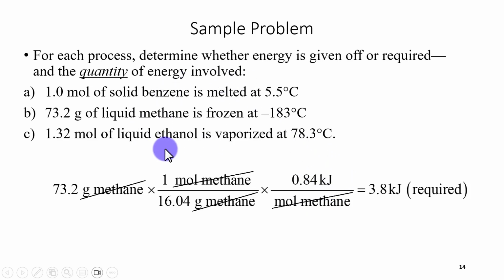Now do the same thing for the benzene and ethanol. You don't have to worry about converting, doing this step right here, because it's already in moles. But figure out, using those delta H values from the tables, how much energy, and whether it's given off or required as well.